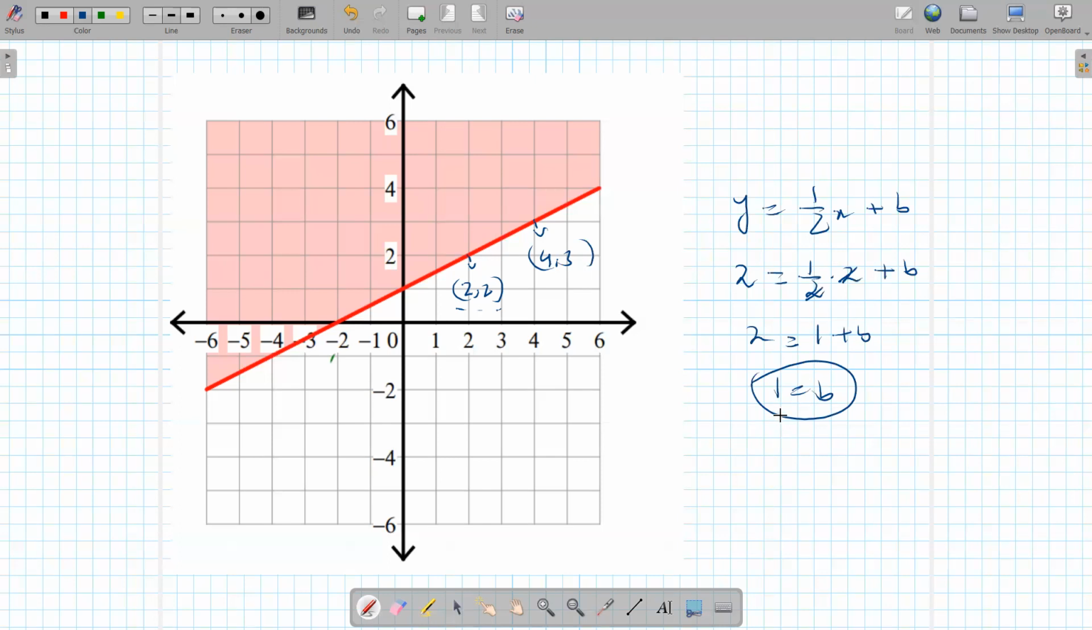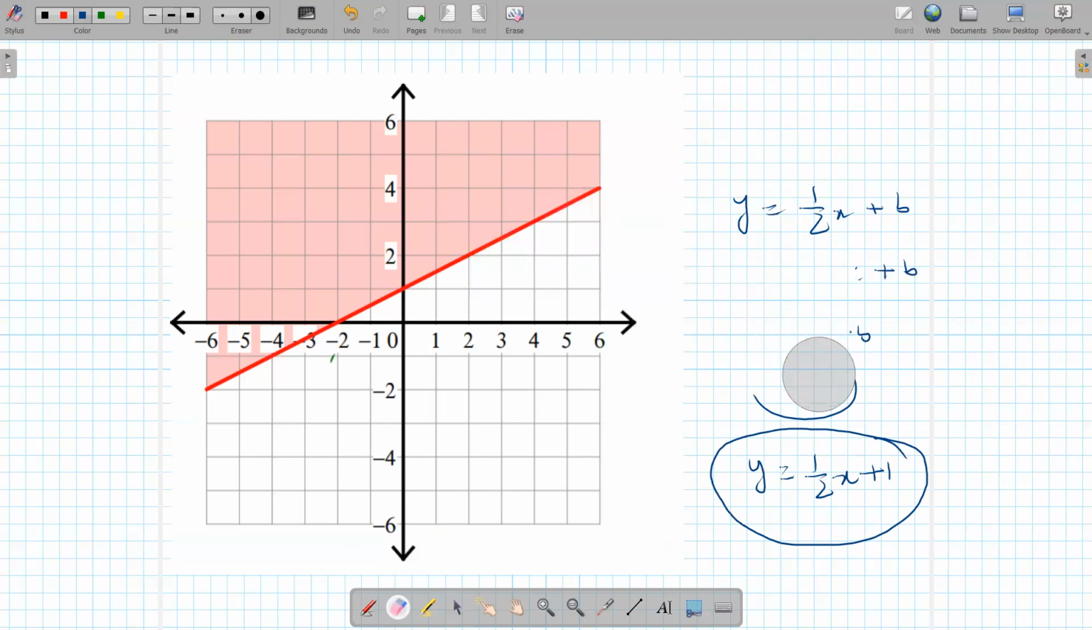But we know it was 1, right? But let's say they didn't give you this. That's why you can just plug in a point once you know the slope. So therefore the equation is 1 over 2x plus 1. That's the equation. What about the inequality? Is it less than, greater than, less than or equal to, greater than or equal to? Only one of them is right.